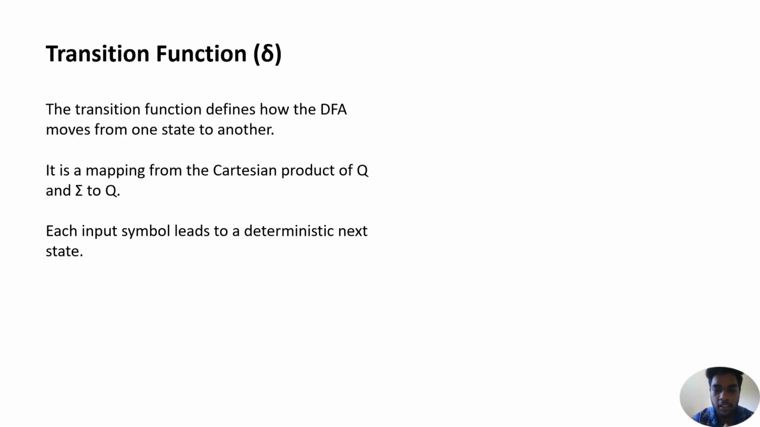Now let us come to the next, the transition function. The transition function defines how the DFA moves from one state to another state. It is a mapping from the Cartesian product of Q and sigma to Q. Each input symbol leads to a deterministic next state.